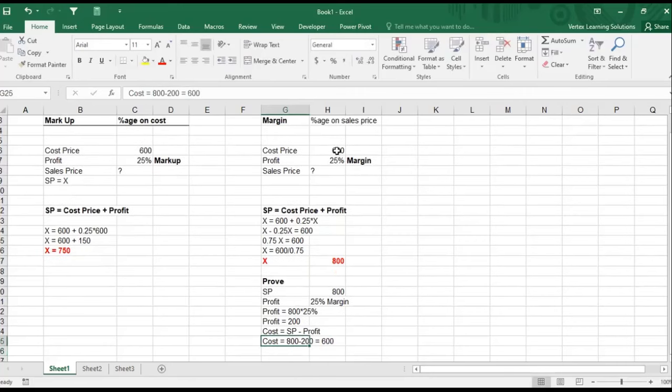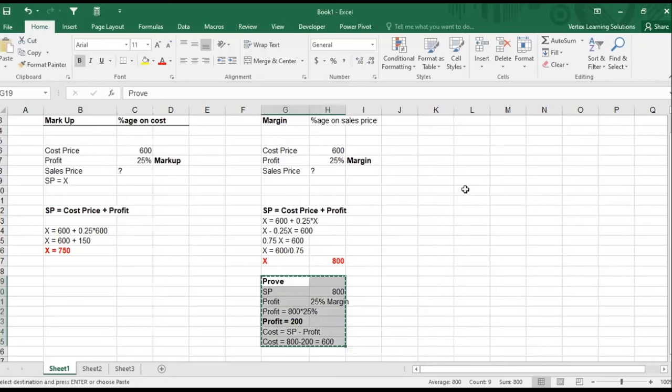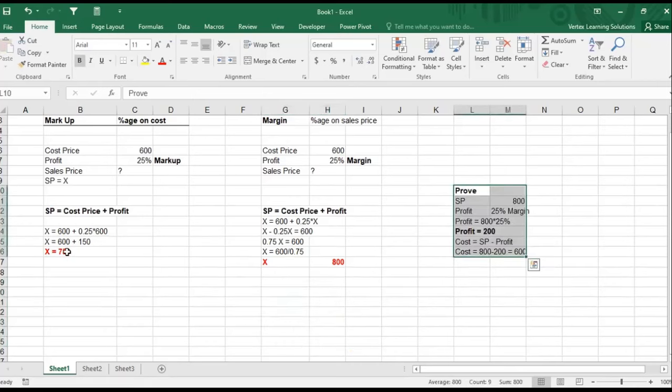You see, you come to the same answer, 600. I just quickly proved mathematically that this answer is correct. Selling price is equal to 800. Profit is 25% margin, so profit is 200. If profit is 200 and selling price is 800, then 800 minus 200, the cost price comes out to be 600. You can use the same approach here as well to check if it is correct or not.